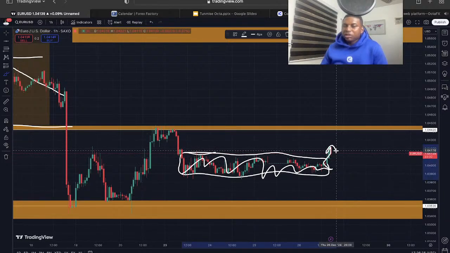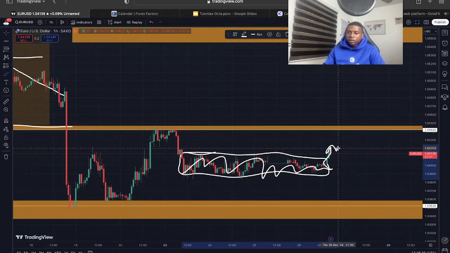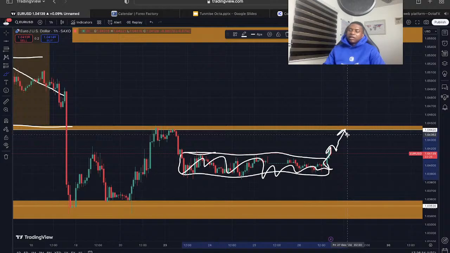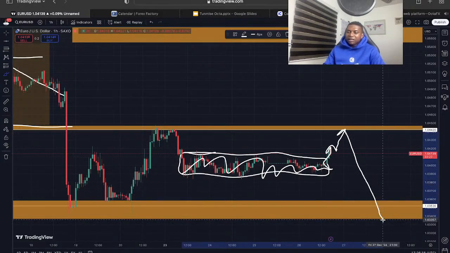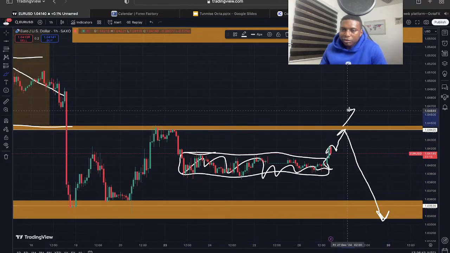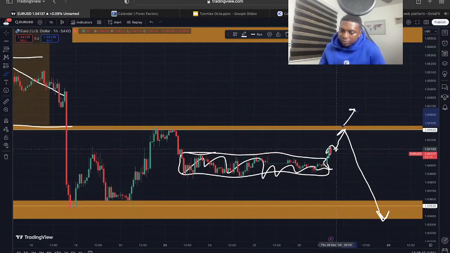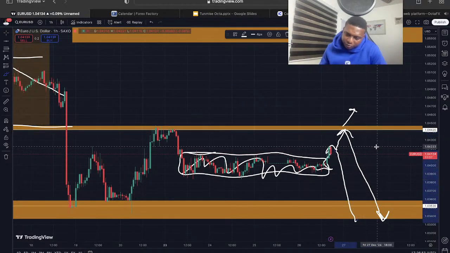However, this is not sustainable. Doesn't look sustainable. The sustainability will be restricted at the resistance zone, and the higher probability of it dropping further down is more than it breaking out of this level. There's a higher chance that price would reverse if it gets to this level or reverse from this level.